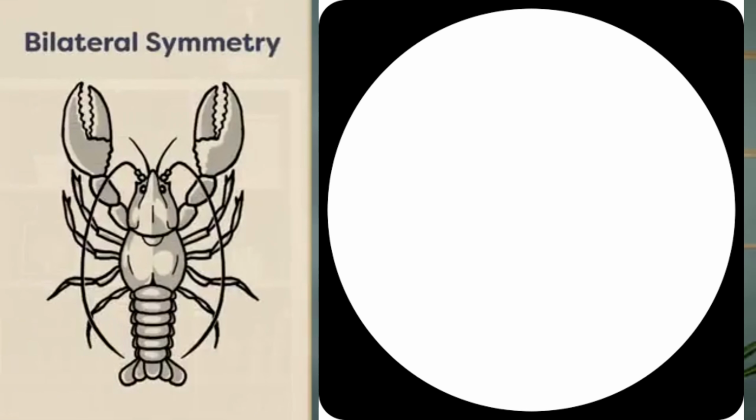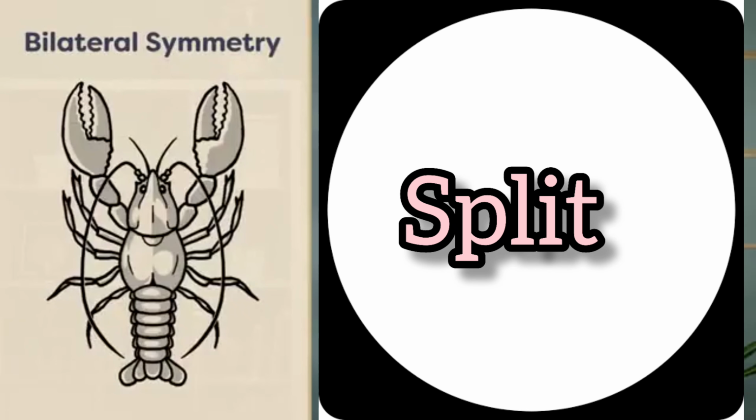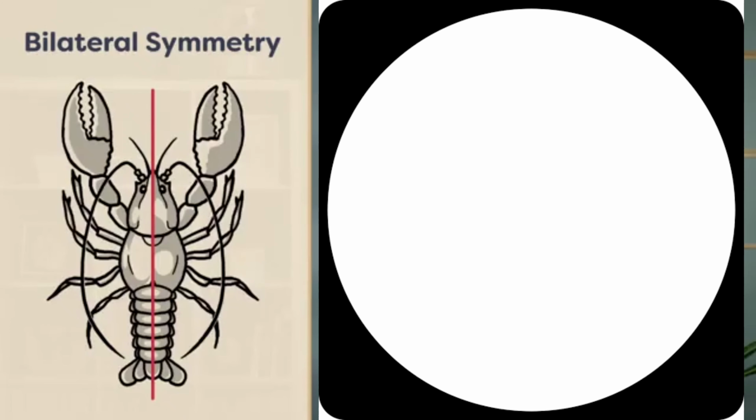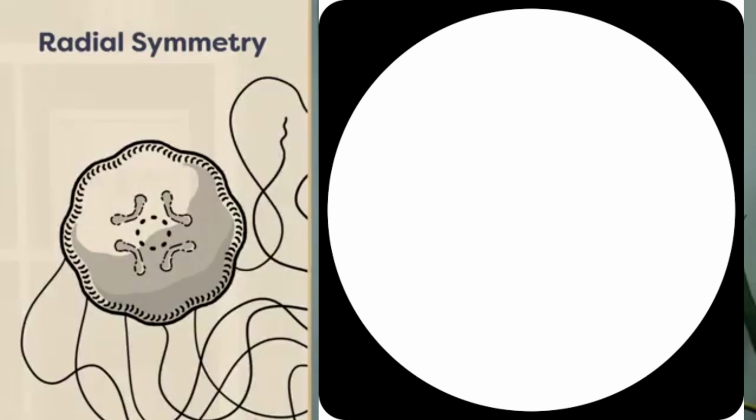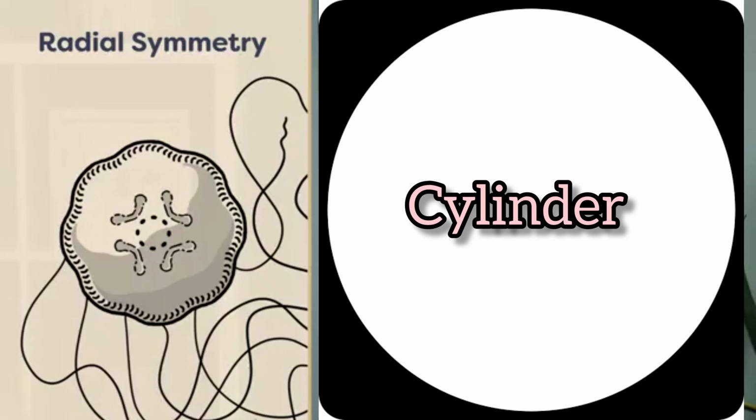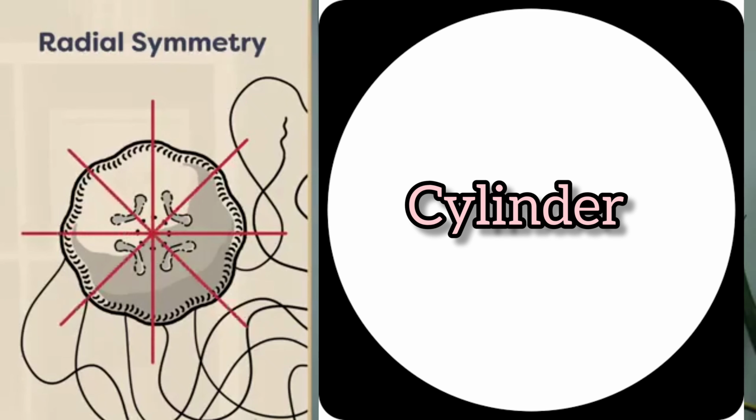An organism shows bilateral symmetry if it can be split along only the anterior-posterior axis, forming a single plane of symmetry that separates the body into left and right sides, as illustrated by this lobster. This is not unique to arthropods, but it is different from radial symmetry. Radial symmetry describes a body plan that has the general form of a cylinder, where any plane passing through the central axis creates two similar halves.